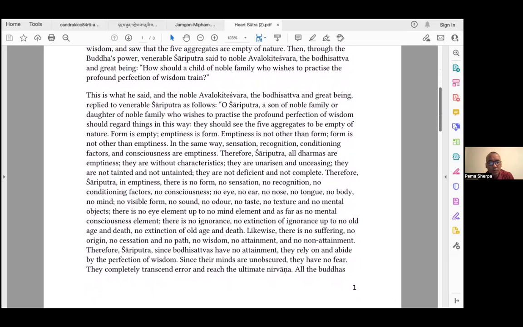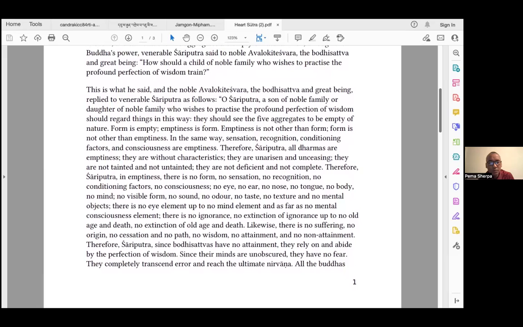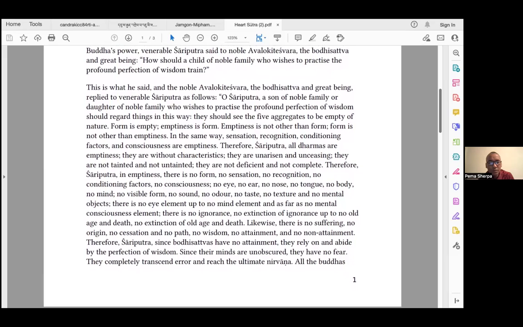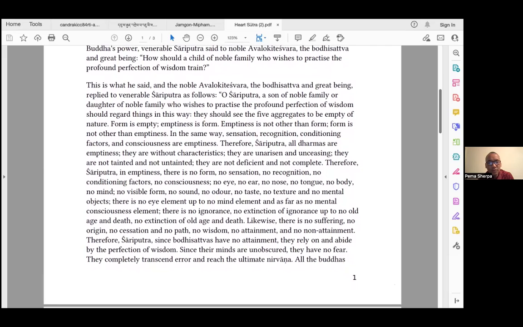Form is empty, emptiness is form. Form is not other than emptiness, emptiness is not other than form. In the same way, sensation, recognition, conditioning factors, and consciousness are emptiness. Therefore, Shariputra, all dharmas are emptiness. They are without characteristics. They are unarisen and unceasing. They are not tainted and not untainted. They are not deficient and not complete.